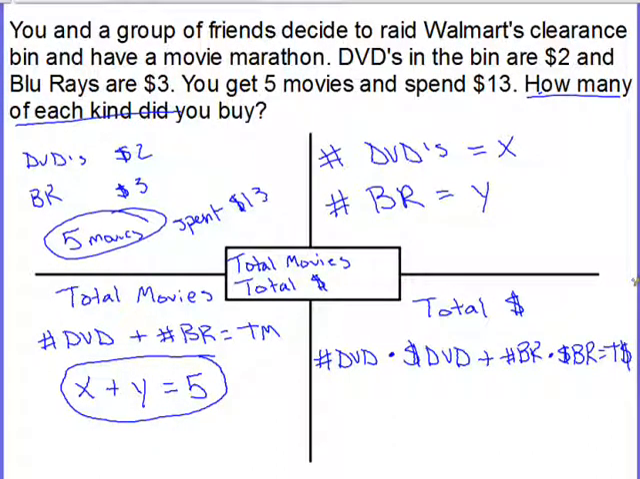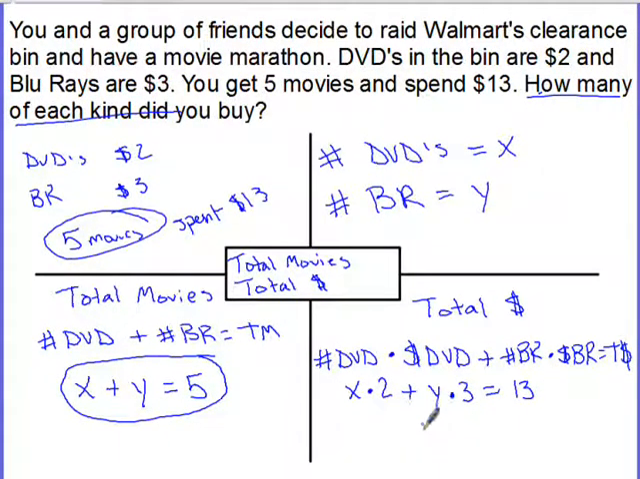Alright. So, number of DVDs, I assigned that the variable X. The cost of a DVD is $2. We got that from the problem. Plus the number of Blu-rays, I assigned that the variable Y, times the cost of a Blu-ray, which is $3, and that's equal to the total amount of money, and the total amount of money you spent at Walmart was $13.